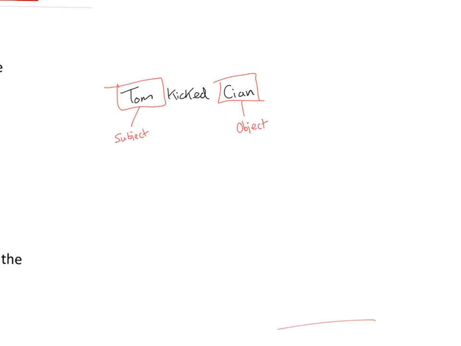So what do they mean? The subject is the person or thing that is performing the action. And the action here, the verb, is to kick or kicked. So Tom kicked Kian. Tom is the person who's performing the action. Kian is the person who's receiving the action. So therefore we call Tom the subject and we call Kian the object.